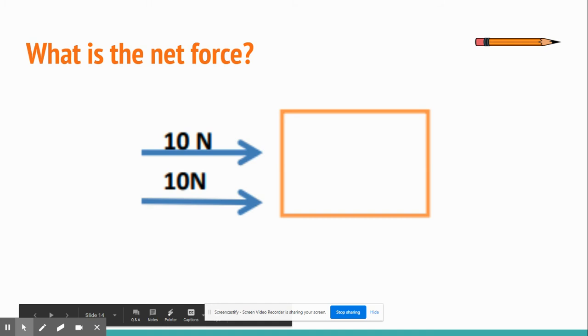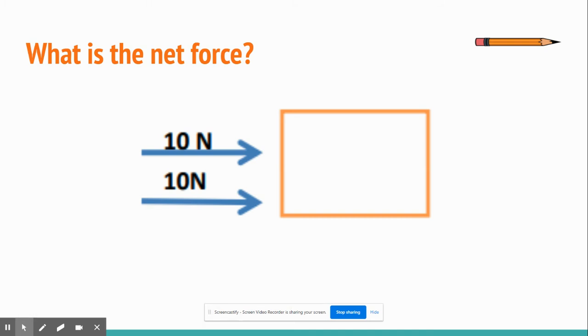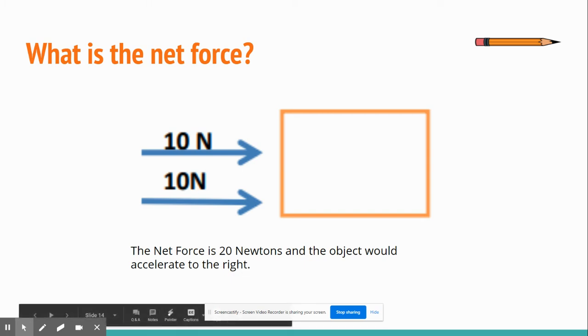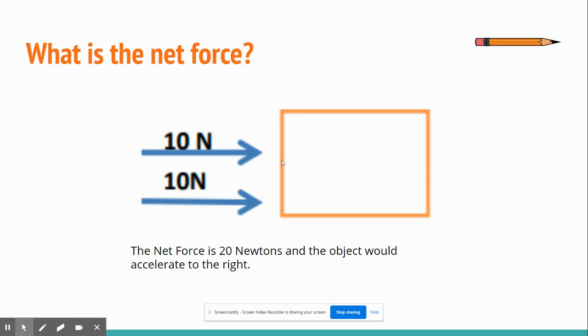So remember I said in physics, we represent objects with boxes. And so here's an object represented with a box. And this object has two forces acting on it. The forces are acting on it in these directions. And each one has a 10 Newton force. So the net force is 20 newtons, and the object would accelerate to the right because it's going to accelerate in the direction of the arrow.